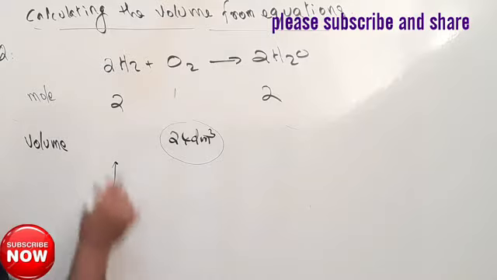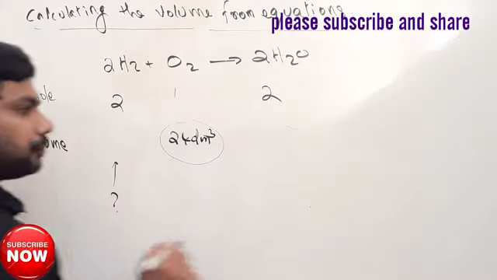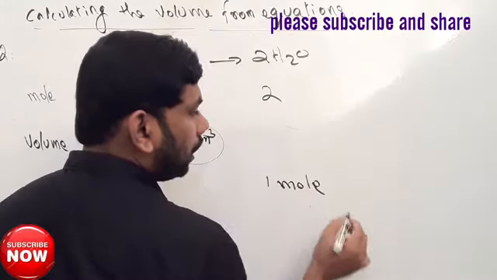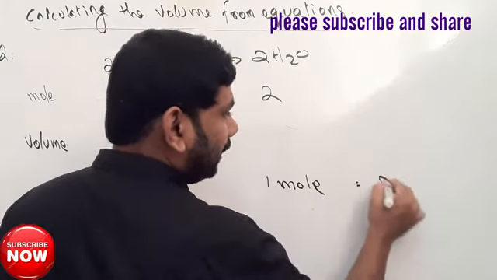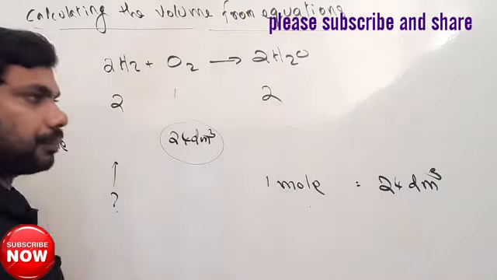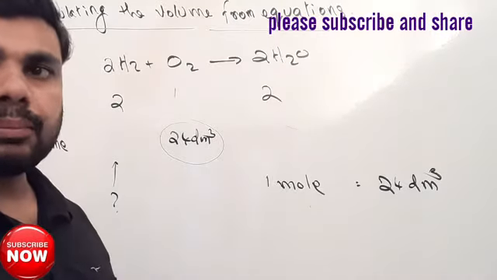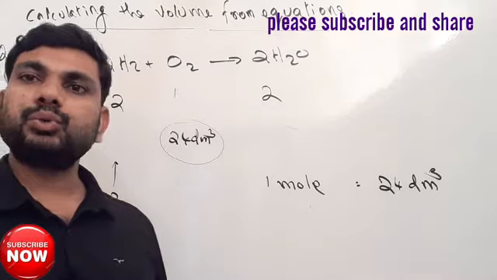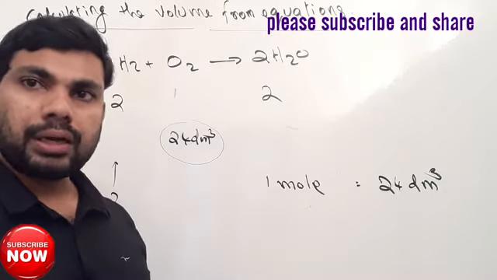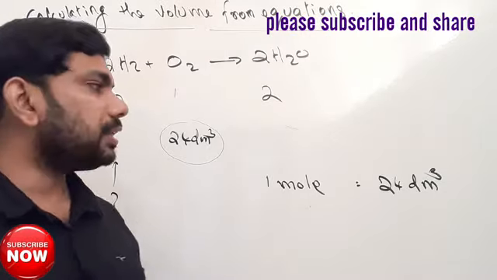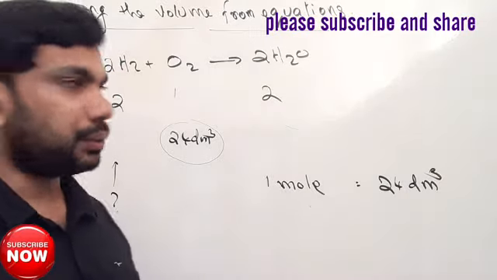Look here, we learned before that 1 mole of any gas equals 24 decimeter cube. 1 mole hydrogen means 24 decimeter cube. 1 mole oxygen means 24 decimeter cube. 1 mole of any gas at room temperature and pressure will be 24 decimeter cube.